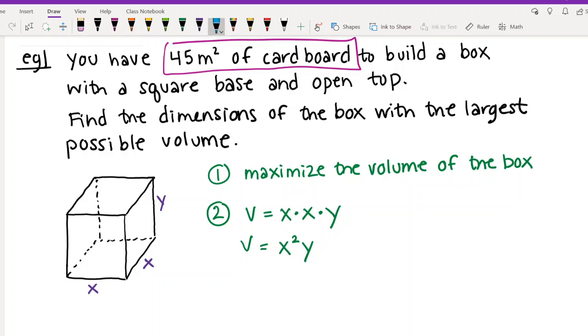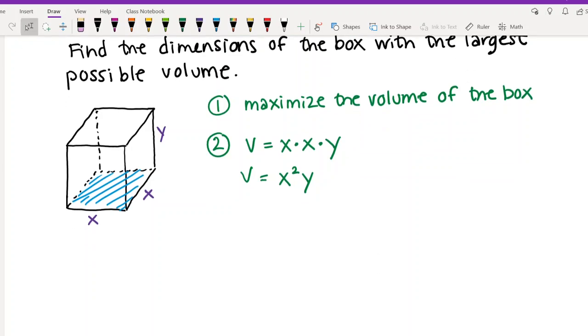So if we look at the base, what's the area of that base? That's going to be x times x, or x squared. And then we don't have to do anything for the top, right? The top of this box, up here, would also be x squared, but there is no top for this box. We don't need to worry about that. What else do we have? Well, we have this side here.